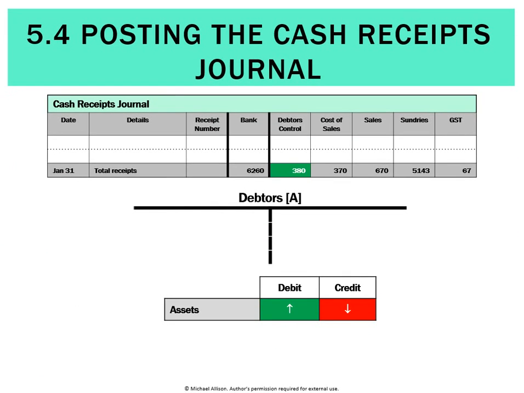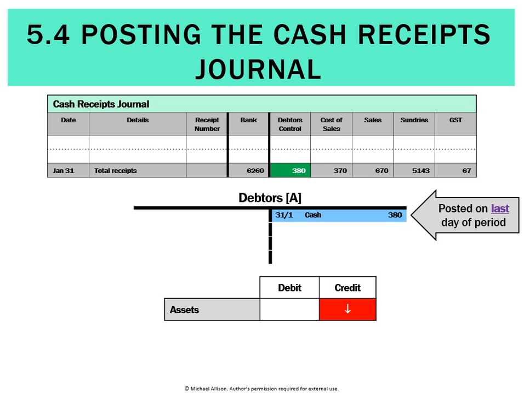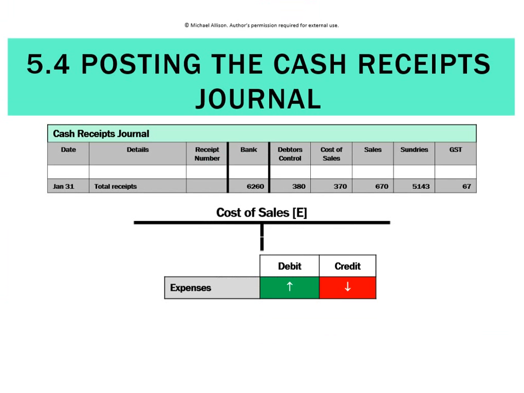The next column was the debtors column. That's all the money I received from debtors this month. So is that going to be a debit or a credit to the debtors ledger? Well, it's going to make my debtors decrease. If they pay me back and give me money, that's going to make debtors go down, so that'll be a credit. Again, we always post to the general ledger on the last day of the period.